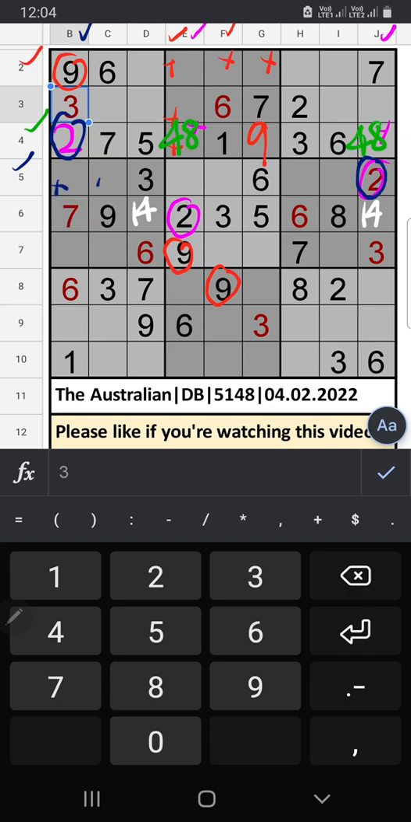Column B and 5th row we have 2. So 2 can't come in these cells. Then 2 is confirmed here. Column B and column C we have 2. So 2 can't come in these cells. Then 2 is confirmed here.